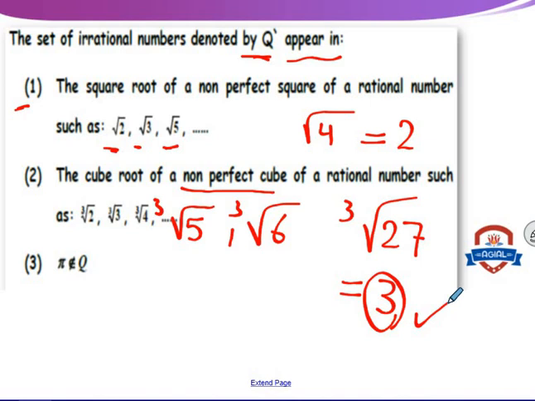Number 3, pi belongs to Q dash, but pi does not belong to Q. Pi here does not belong to the rational numbers. But pi belongs to what? Pi here belongs to Q dash. Pi belongs to Q dash, okay?